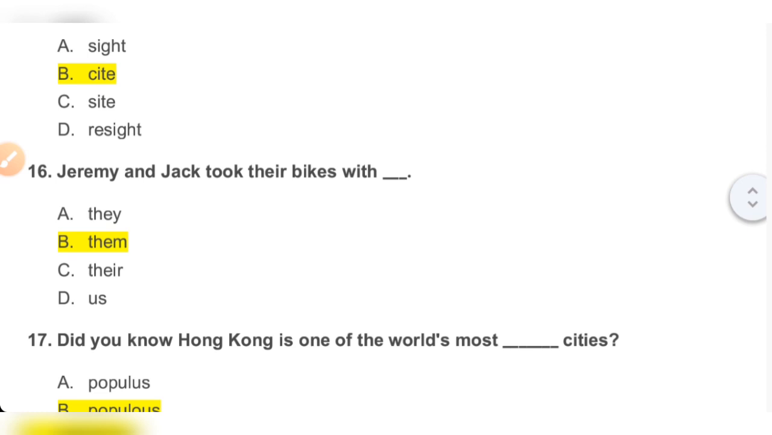There is a 16th question, and Jack took their bikes with them. There are four different options and the correct option is them.